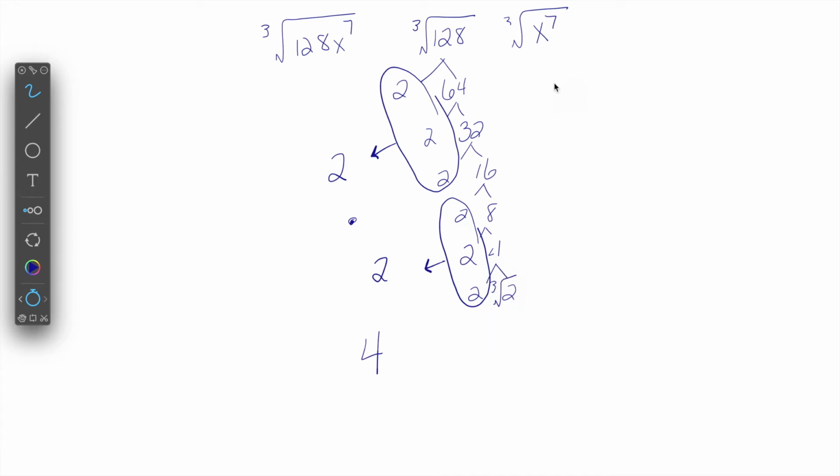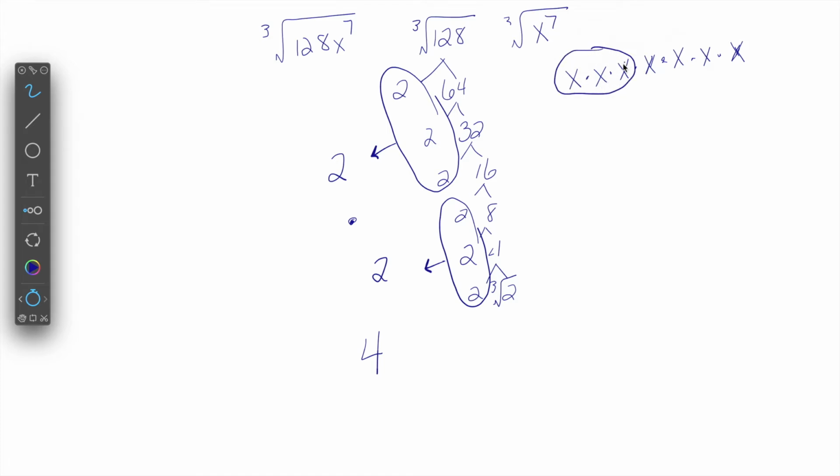So what I'm going to do next is actually very similar to this. The only difference is we have 7 x's. X raised to the 7th means that we're going to multiply x times x 7 separate times. So instead of me going through the prime factorization tree, I'm just going to write out 7 x's. 1, 2, 3, 4, 5, 6, and then 7. But the thing I'm going to do is, again, the index is 3. So kind of like the prime factorization, I'm going to group these up into trios.